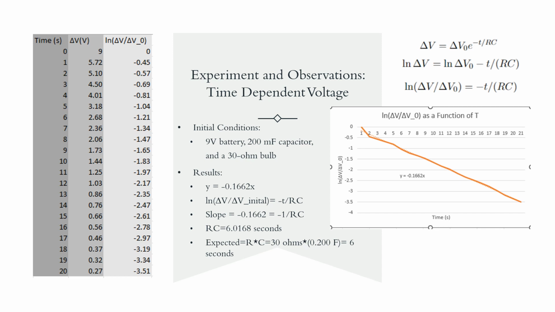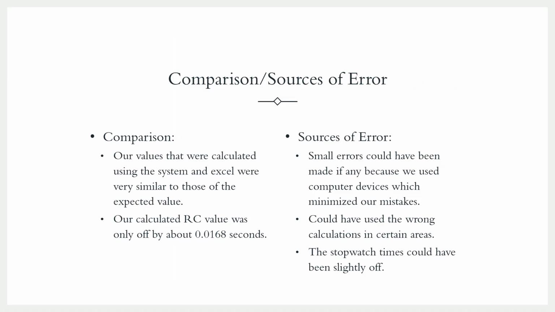This slope is equal to negative 1 over RC as seen in the equation. When solved, RC was equal to 6.0168 seconds. The expected value should have been resistance times capacitance. When that was done, we also got 6 seconds. For the comparison, our values that were calculated using the system in Excel were very similar to those of the expected value. Our calculated RC value was only off by about 0.0168 seconds.